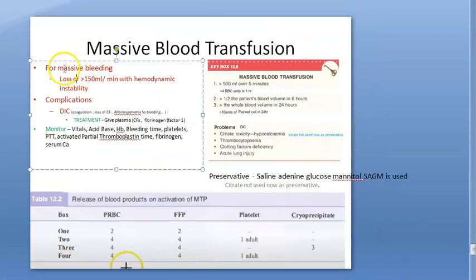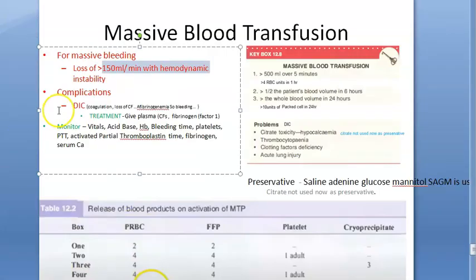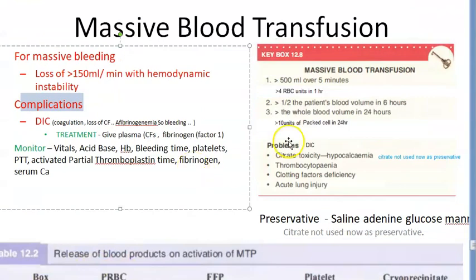When will you do this? If the person is having massive bleeding, that is, loss of greater than 150 ml per minute with hemodynamic instability, then you will do massive blood transfusion, after a surgery or a trauma or a postpartum hemorrhage, etc. So, complications of massive blood transfusion, it's written here.